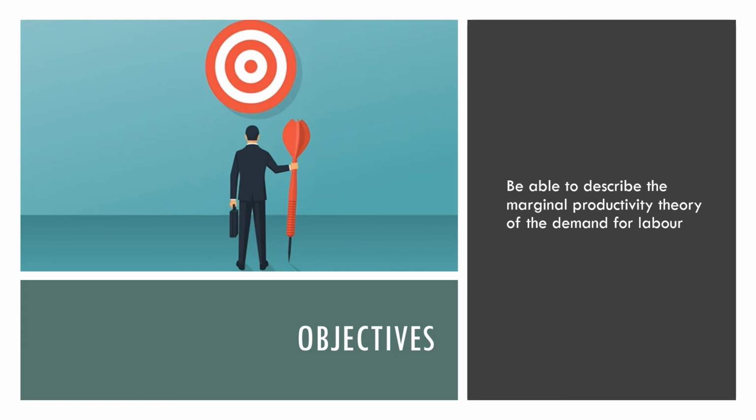So in this video, we've looked at the marginal productivity theory of the demand for labour, and this gives us our downward sloping demand curve plus a few evaluation points at the end.